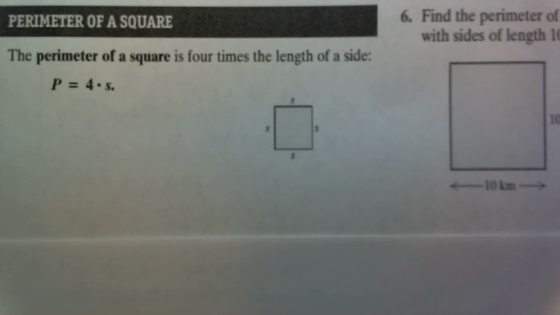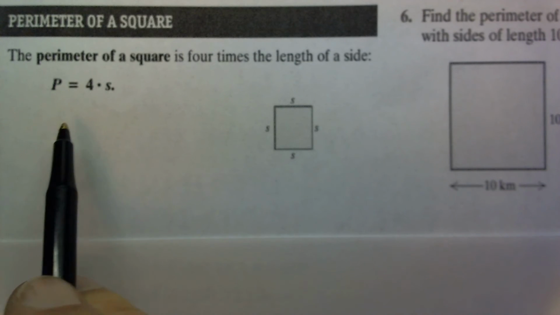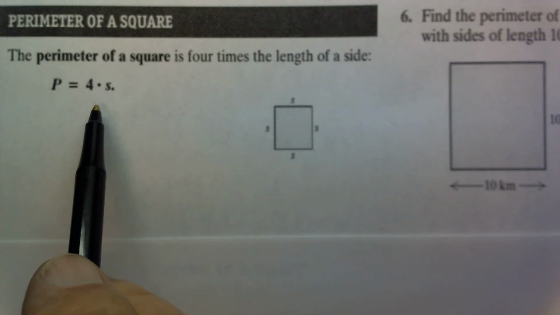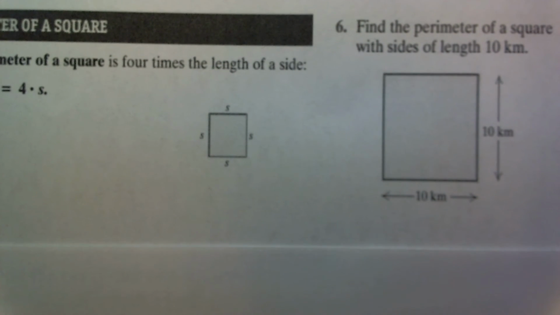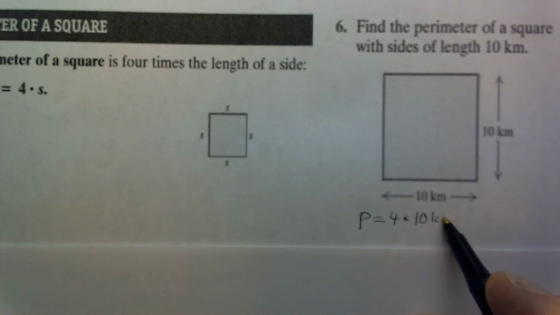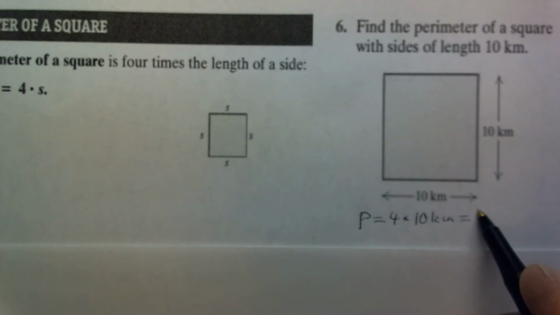Next is the perimeter of a square. If a square has side length s, then the perimeter of the square is simply 4 times s. And so in number 6, we have to find the perimeter of a square with side length of 10 kilometers. So the perimeter is equal to 4 times 10 kilometers, or 40 kilometers.